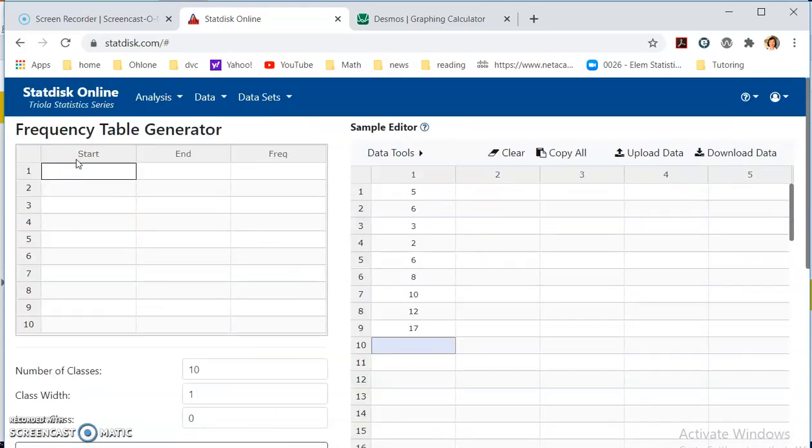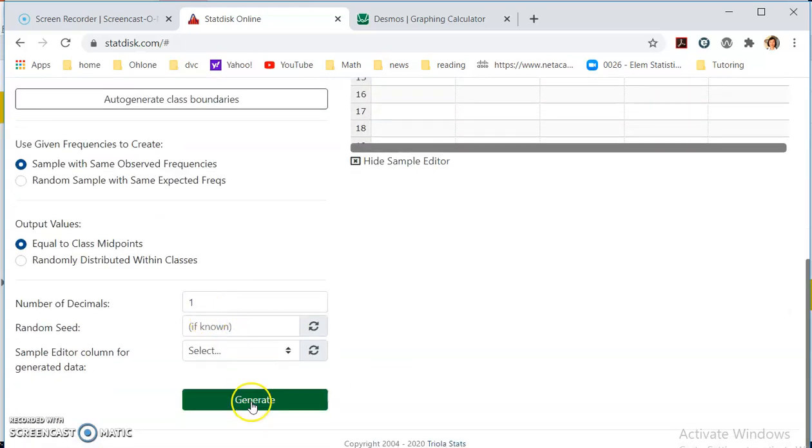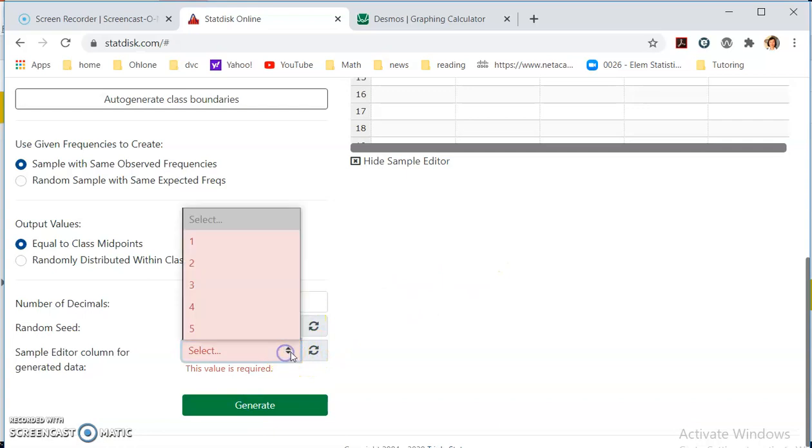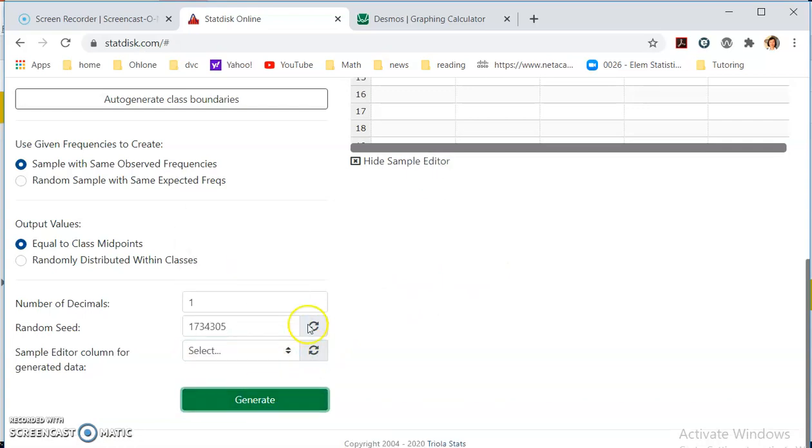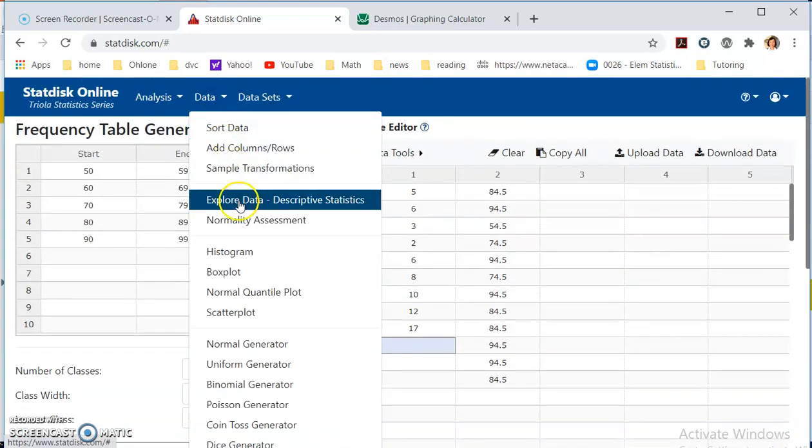So the data are 50, 60, right? 50, 60, 70, 80, 90. The upper is 59, 69, 79, 89, 99. Frequency is 1, 0, 0, 2, 4, 5. And then you go to the bottom, you generate the data. Let's say generate to 2. And then you do a descriptive statistics.